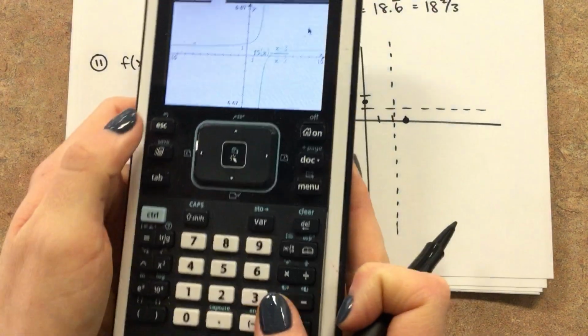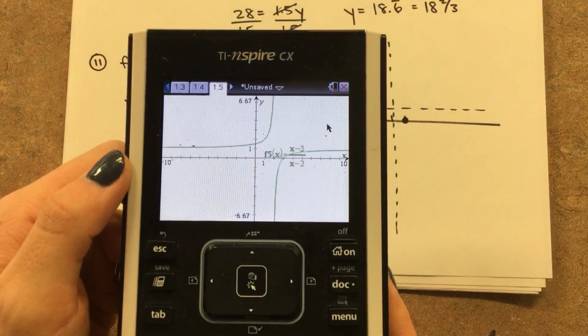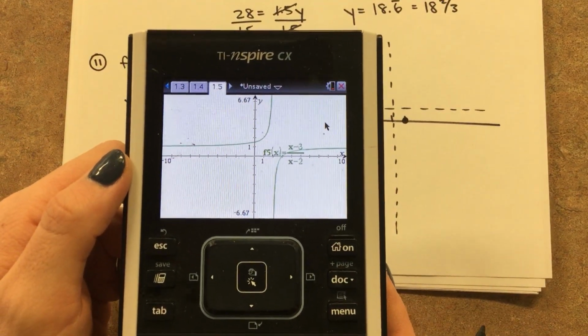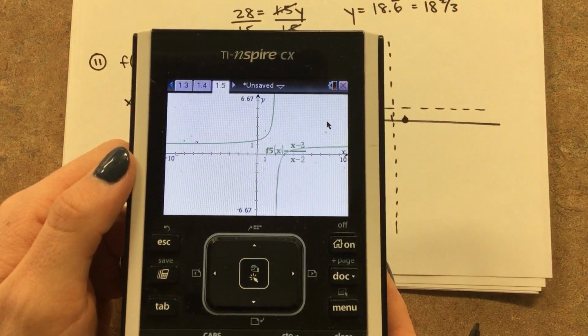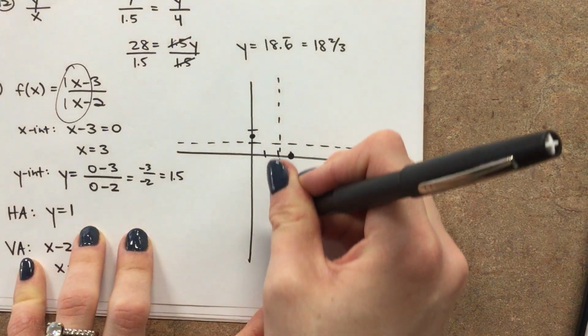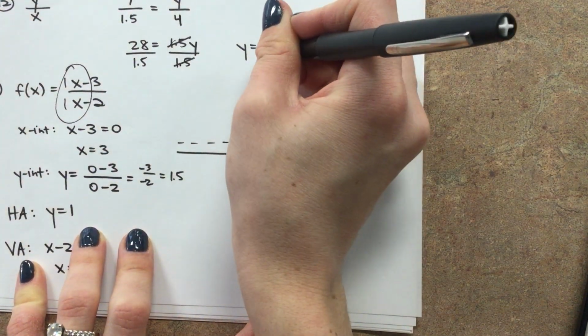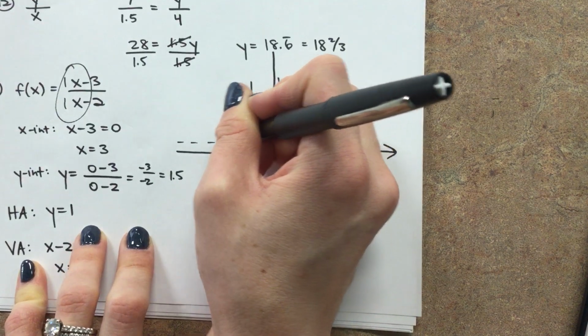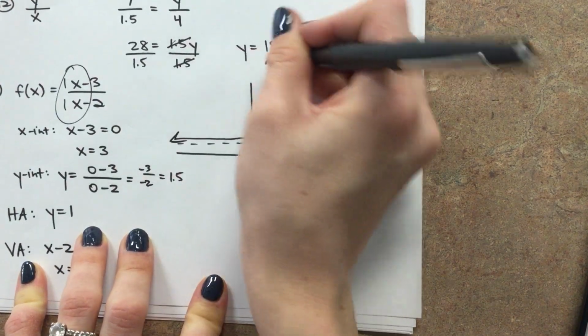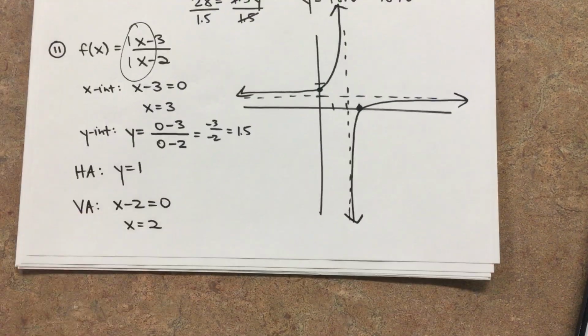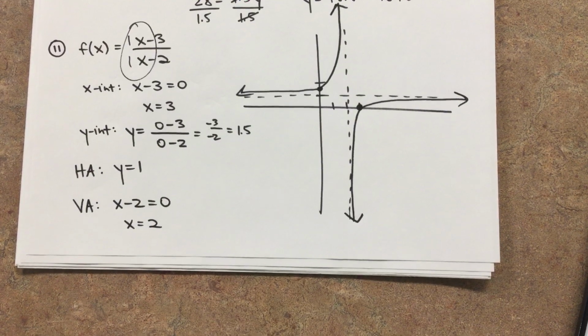So we graph it, and then it looks like this. You just connect the dots and use those asymptotes to kind of guide where your graph should be. So it goes up through this dotted line, hits this point, and then goes along this one. And then same thing here, it goes down this dotted line, curves through, and then goes right here. So that's what the graph ends up looking like for number 11.